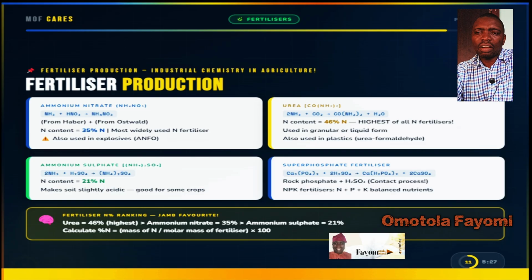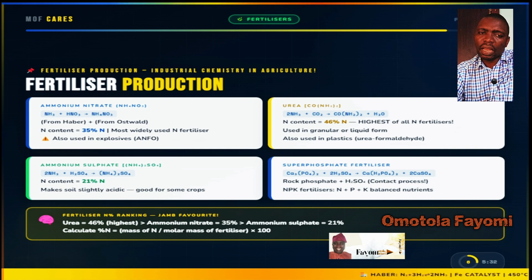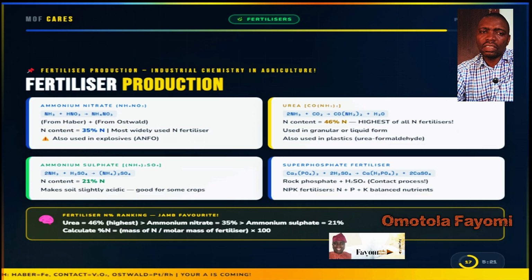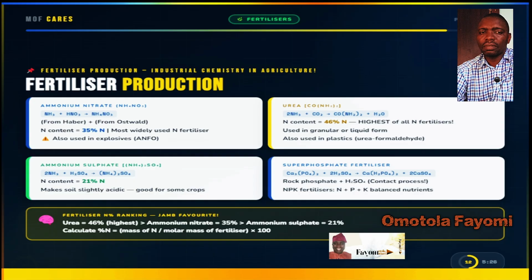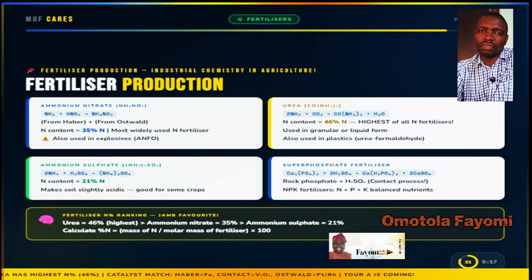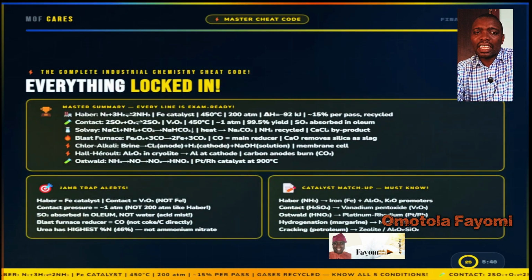The percentage nitrogen calculation for JAMB: percentage nitrogen equals mass of nitrogen in formula over molar mass of fertilizer times 100. For urea, CO(NH2)2, the molar mass equals 60, N equals 2 times 14 equals 28. So percentage equals 28 divided by 60 times 100, that's 46.7%. For ammonium nitrate, the molar mass is 80, nitrogen 2 times 14 equals 28. Percentage nitrogen is 28 over 80 times 100, that's 35%. Practice this calculation. Here is your complete industrial chemistry cheat code.